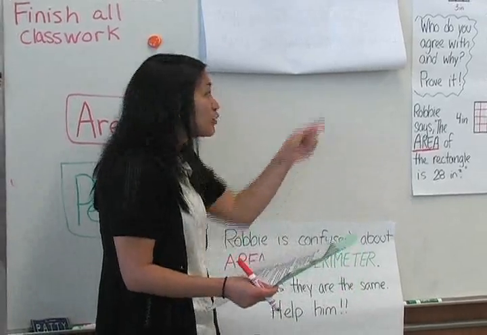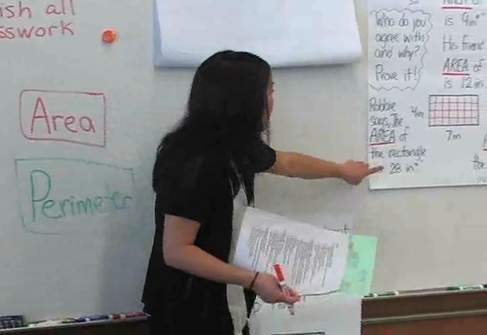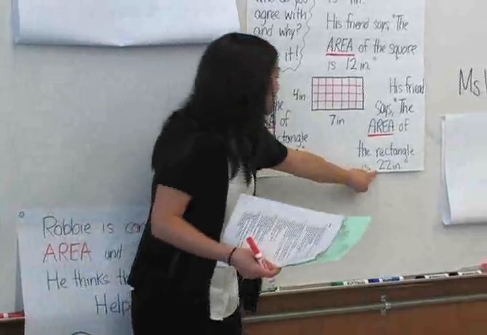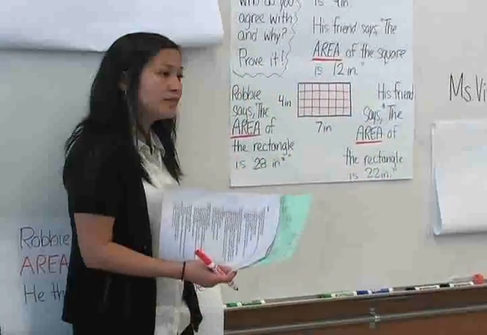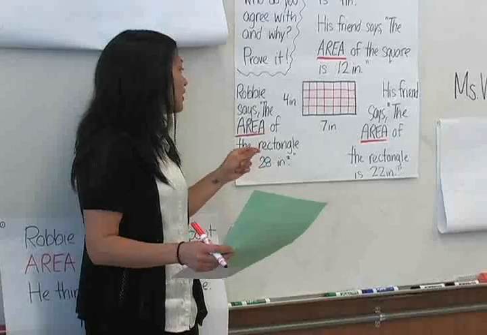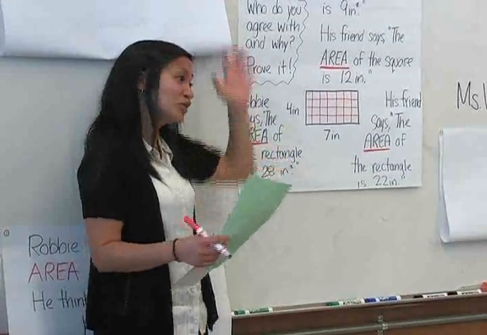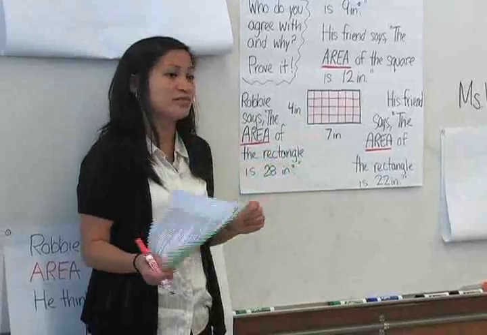One quick thing before we move on to the next activity, okay? Here is 28 inches squared, and here is 22 inches, okay? Oh, and actually, before we do that, I'm sorry, we didn't even decide who was correct, okay? So can you tell me really quickly who is correct? Was it Robbie or his friend?